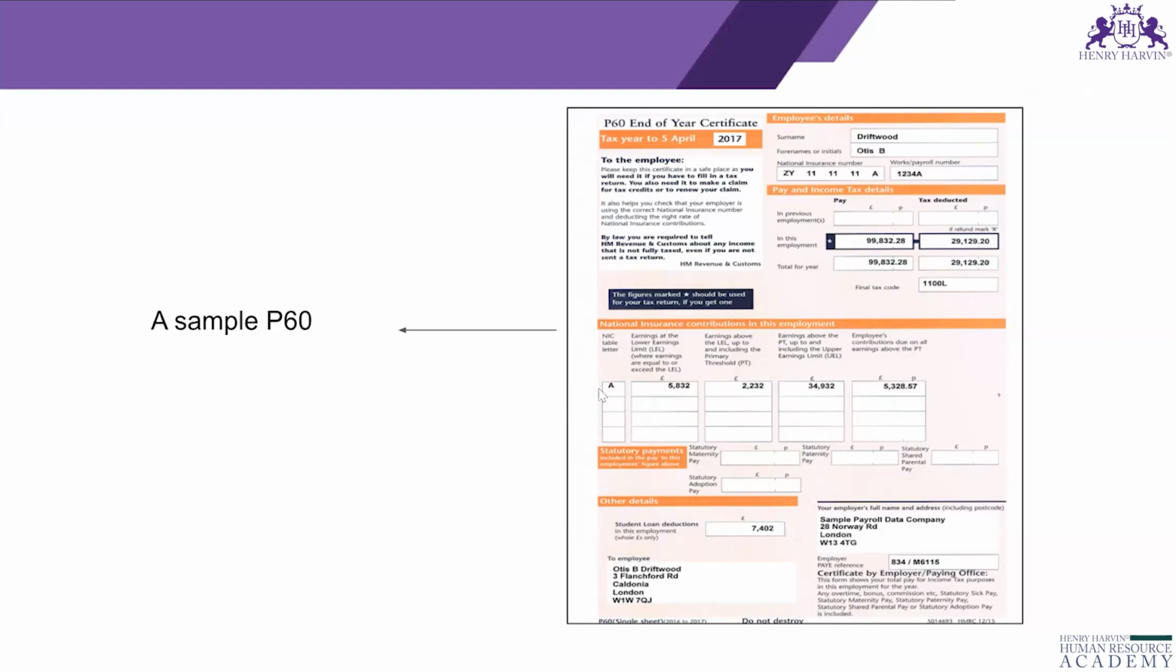So this will be the total NIable salary of the employee, and the NIC contribution is mentioned here. Then any statutory payment, if the employee got any maternity, paternity, any of these amounts, will be mentioned here for that financial year. Similarly, if the employee has a student loan and it was deducted for the financial year, the total deducted will be mentioned here.